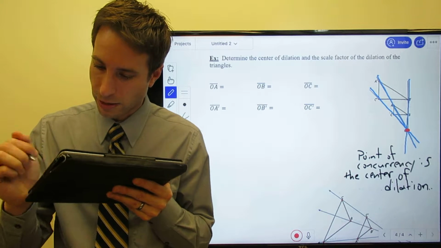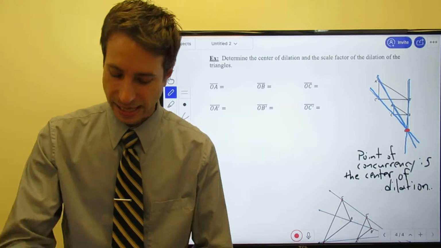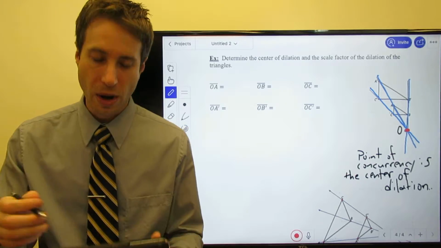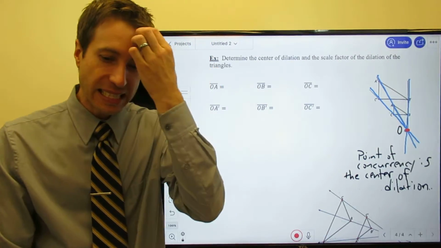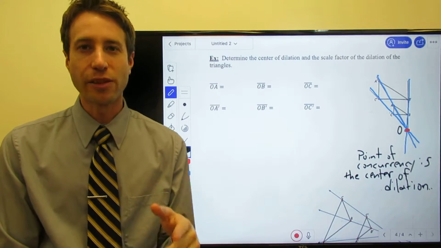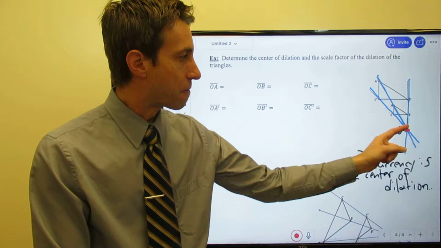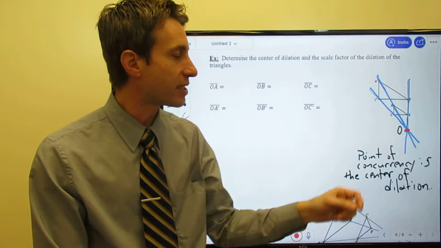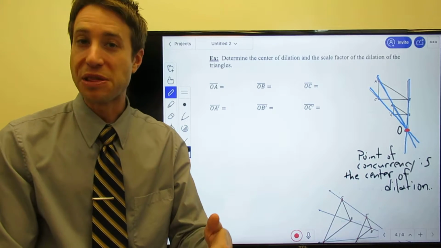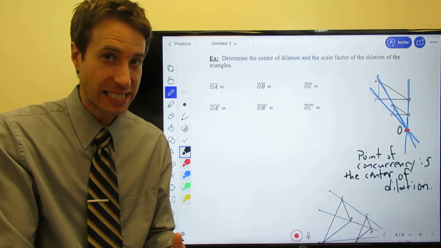It is the center of dilation. So there's my center of dilation. In fact, in this case, I called that point O. Now, another way, since I don't have the lengths of the sides, it's actually kind of interesting. Another way that you could do this is by measuring the distance from the center of dilation to each of the vertices and doing that ratio then as well. By setting up those ratios, you actually will get the exact same answer.